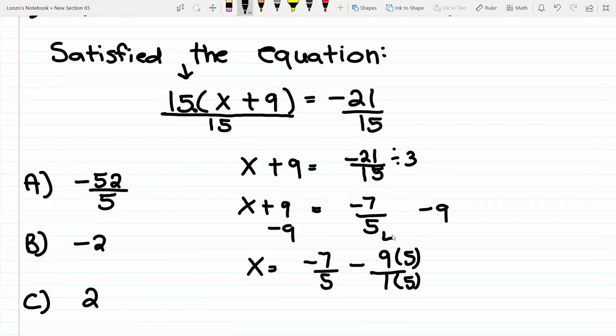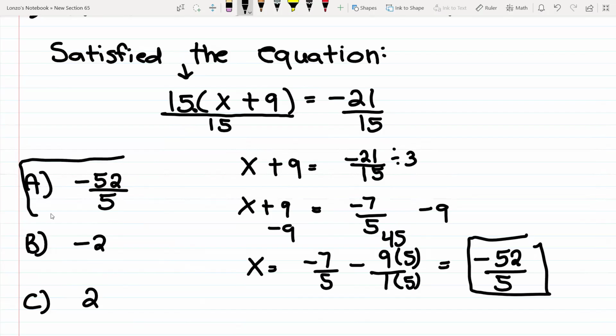9 times 5 is 45. Negative 7 minus 45 is -52/5. And I believe that cannot be reduced in any way. So this is your final answer. The correct answer would be letter A.